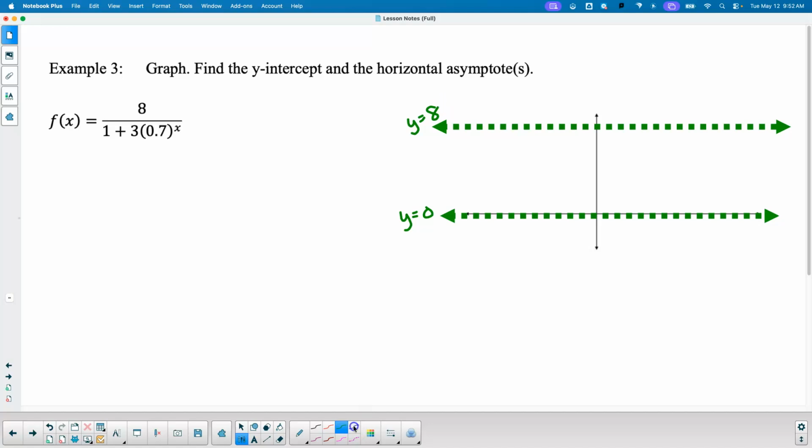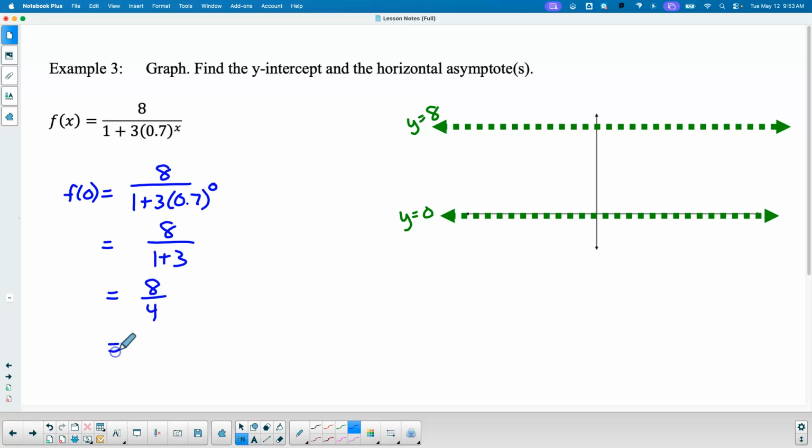So if I find f of 0, that's going to be 8 over 1 plus 3 times 0.7 to the 0 power. 0.7 to the 0 power is 1 times 3 is 3. So this is really 8 over 1 plus 3. 1 plus 3 is 4. 8 divided by 4 is 2. So my y-intercept is 0, 2.